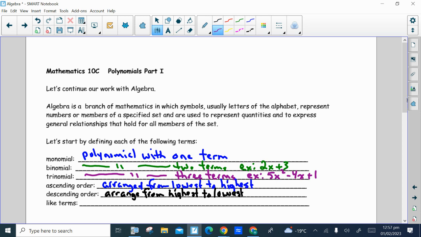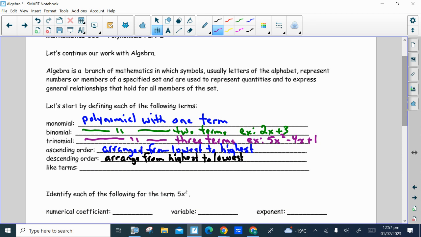Like terms are terms that have the same variable with the same exponent. So these are terms with the same variable or variables with the same powers.